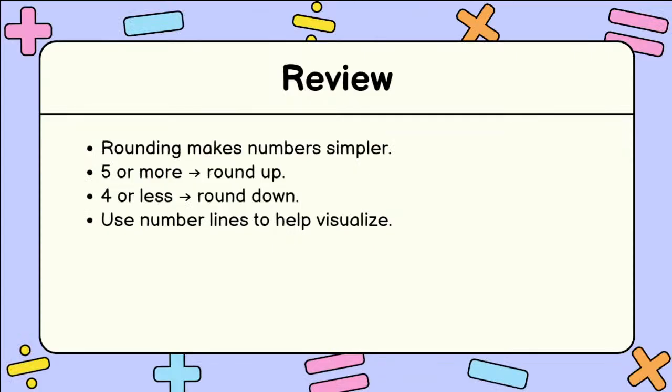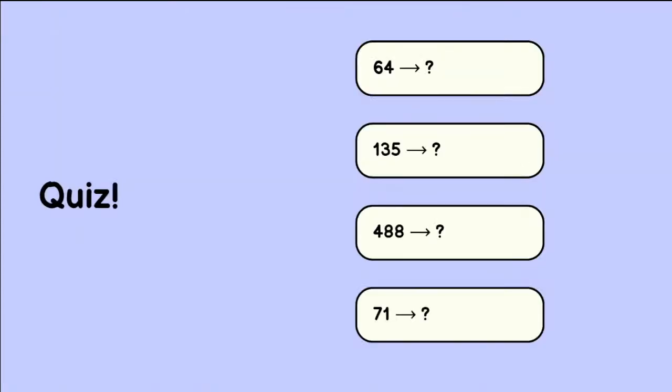So here's a review. We use rounding for making numbers simple and easy to work with. And the rule is if it's 5 or more, you round up, and if it's 4 or less, you round down. And you can also use number lines to help you visualize which number it's closer to. So here we have a quiz. We can go over these now.